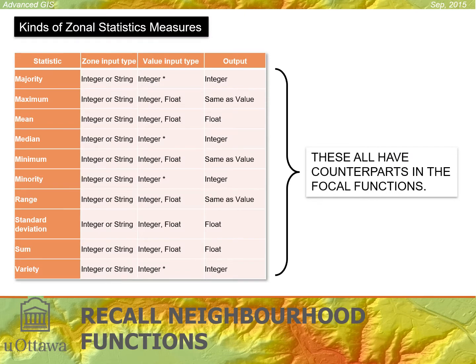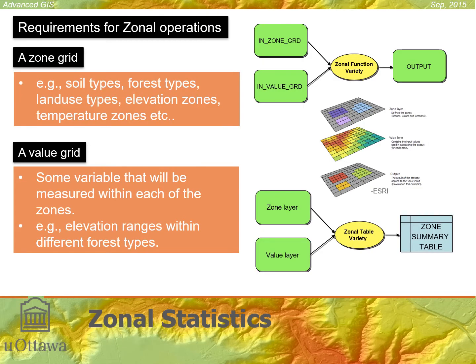These are the zonal statistics measures, which you've seen already in the focal function, so there's nothing new here. They're all the same ones, and with the same caveats as to some apply to categorical, some apply to continuous data.